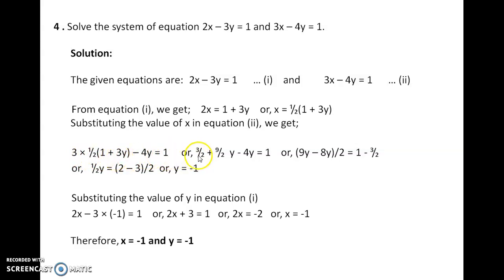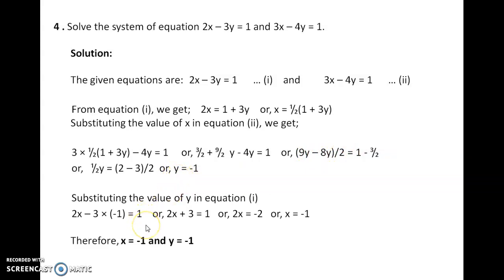So when you solve for this, again you just bring it inside, so it's going to be 3 by 2. And this you bring it inside here, so it's going to be 3 by 2 into 3y, which is nothing but 9 by 2 y, minus 4y equal to 1. And then again when you solve for this, you bring this 3y to the other side, so 9y minus 8y by 2 is equal to 1 minus 3 by 2 y. And from that you can find out that y is equal to minus 1.